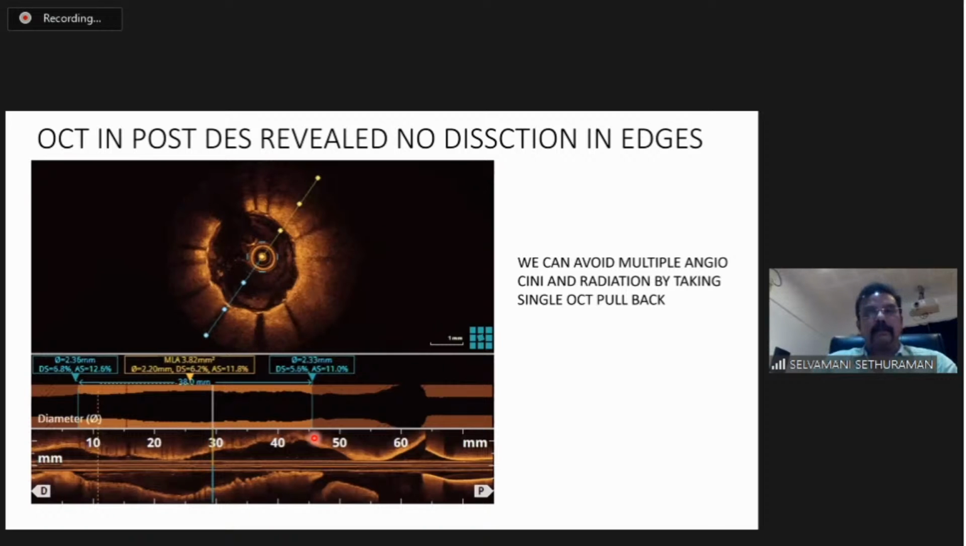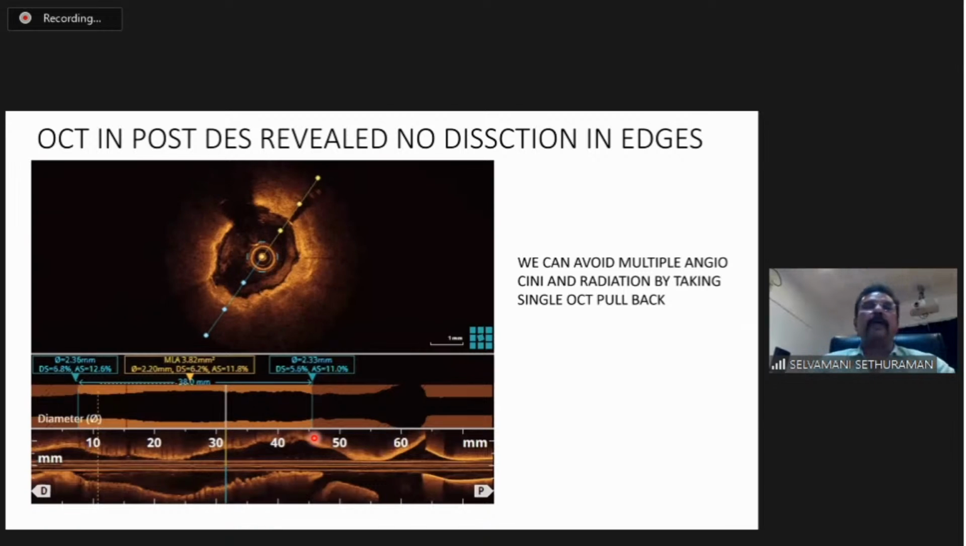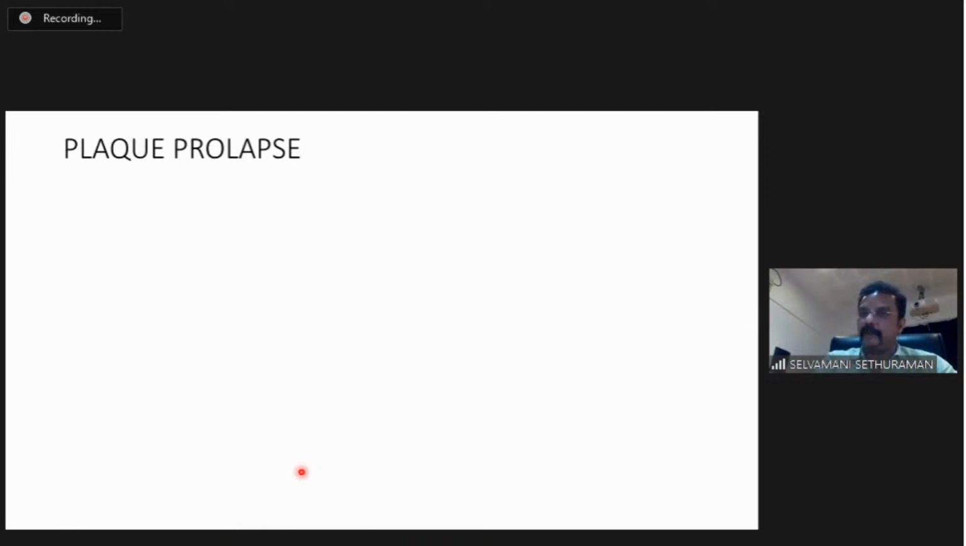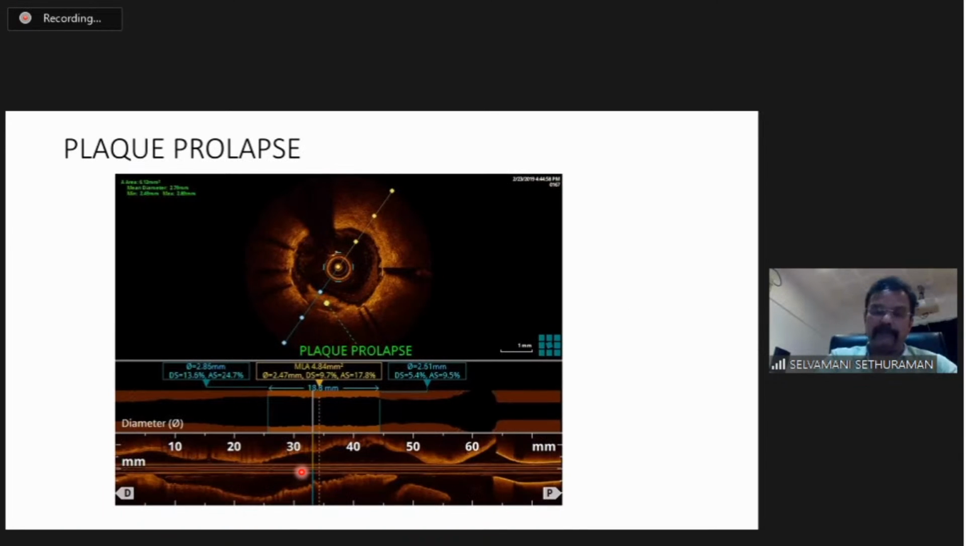So you can get an idea of post stenting also with just one run of OCT instead of taking angiograms in different views and then coming to a conclusion. There is definitely no dissection. So we can go ahead with this procedure without any worry.